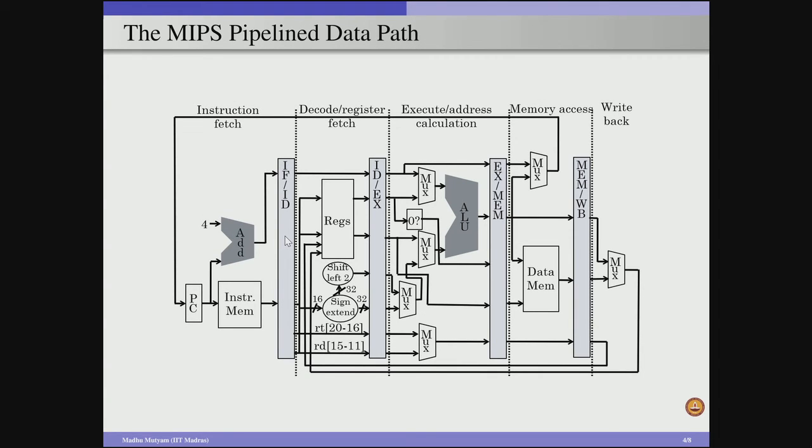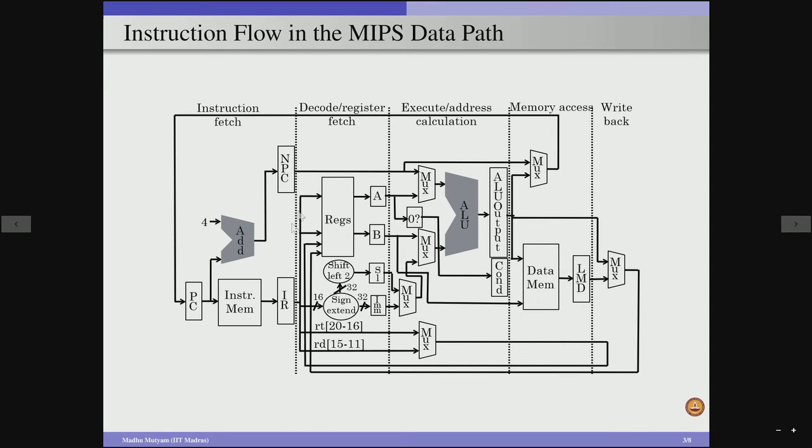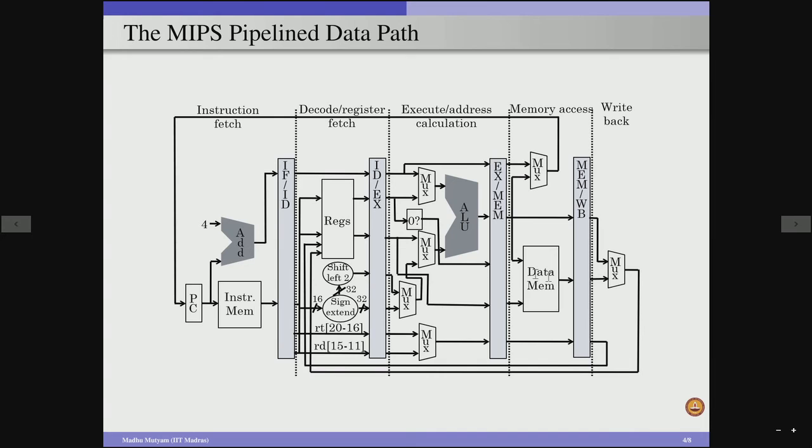So if you see here compared to the previous one, where we had all these temporary registers, these temporary registers are replaced with pipeline registers, and we consider 4 pipeline registers here. The first pipeline register is between the instruction fetch and the decode stage, and that is represented by IF/ID. The second pipeline register is between the decode and the execute stage, so it is represented by ID/EX. The third pipeline register is between execute and memory access, EX/MEM, and finally, we have another pipeline register between memory access and write back, MEM/WB.